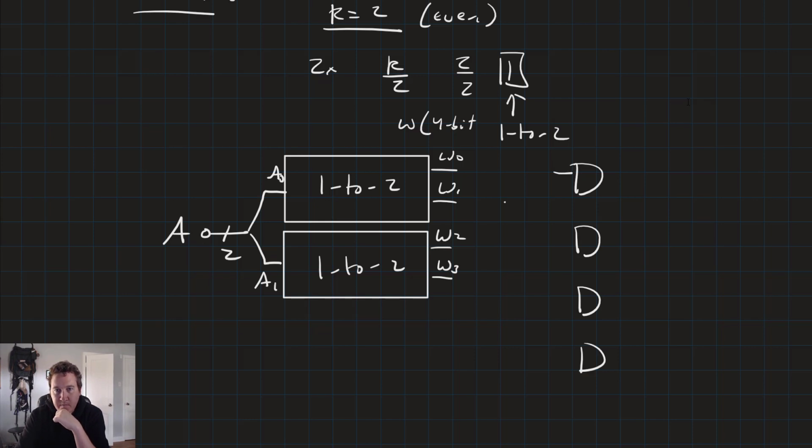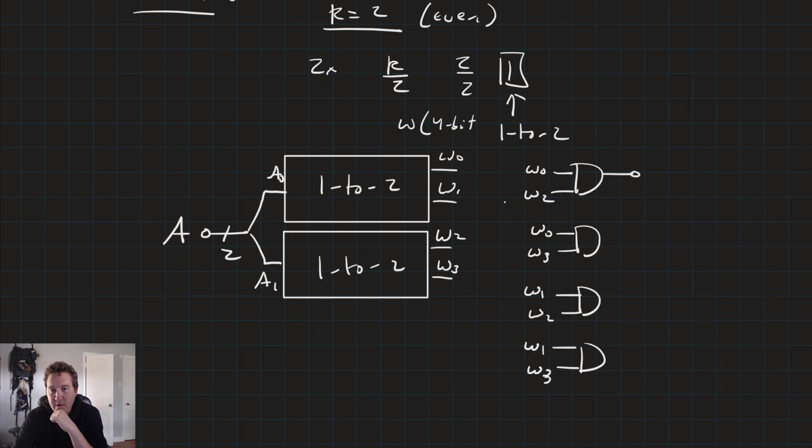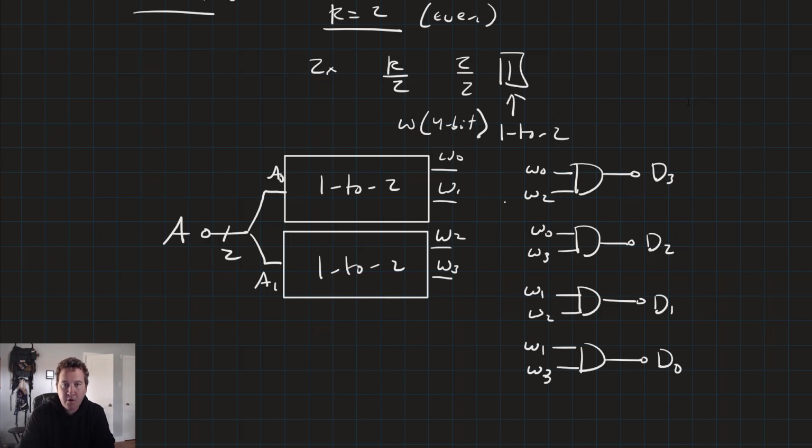We can actually draw all these this time. And that'll be W0, W2, W0, W3, W1, W2, and W1, W3. And these are our outputs, D sub 3, D sub 2, D sub 1, and D sub 0. And there we go. There's our 2 to 4 decoder, right? The pattern is the same. Now we just have 4 bits of wire going out to our 4 AND gates.